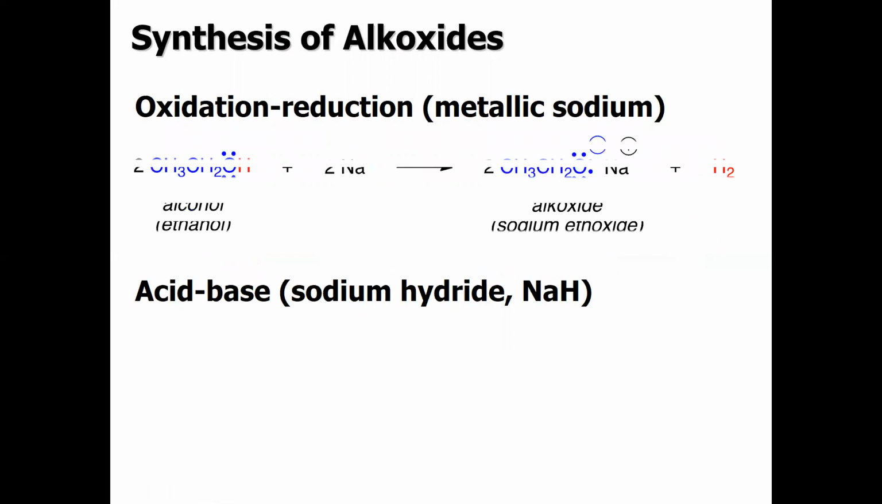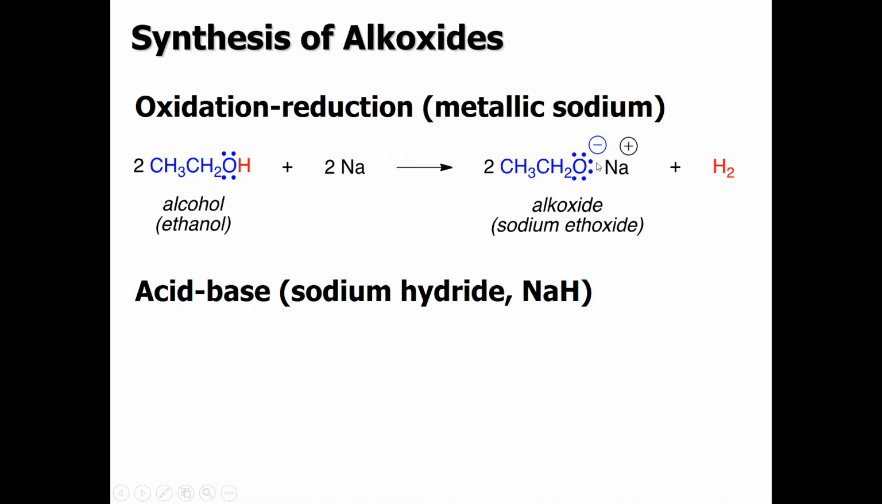These are two other methods by which we can synthesize alkoxide bases, for example, oxidation and reduction of alcohol with metallic sodium. You will also have the corresponding base. For example, this is basically an oxidation, where sodium is losing an electron, and this is gaining the electron.